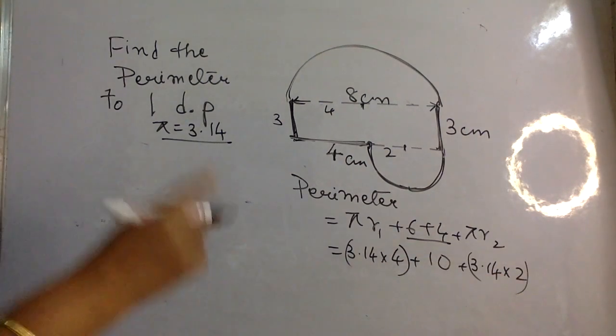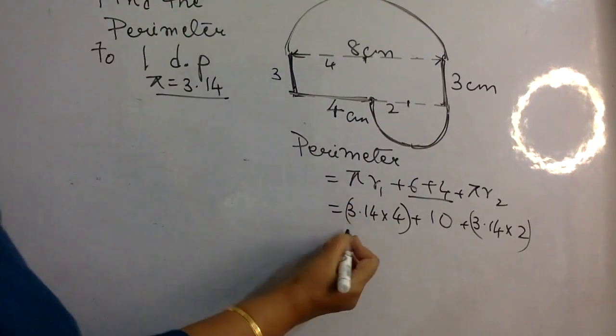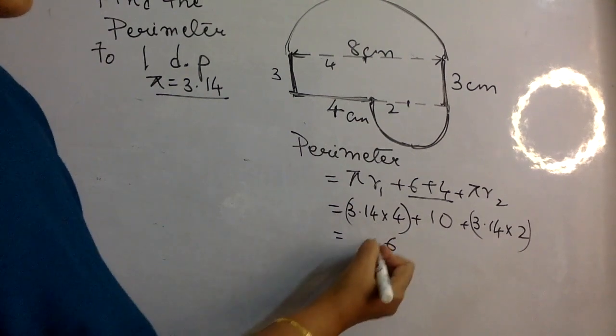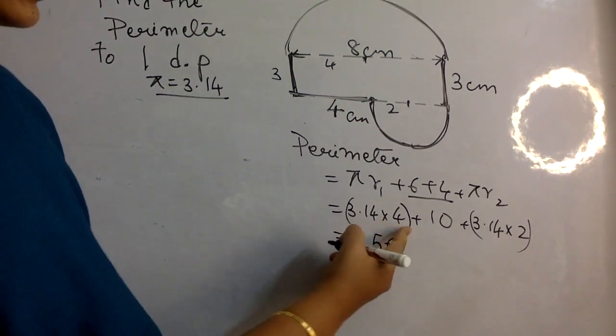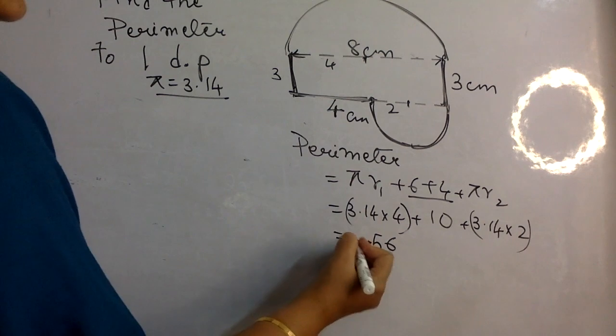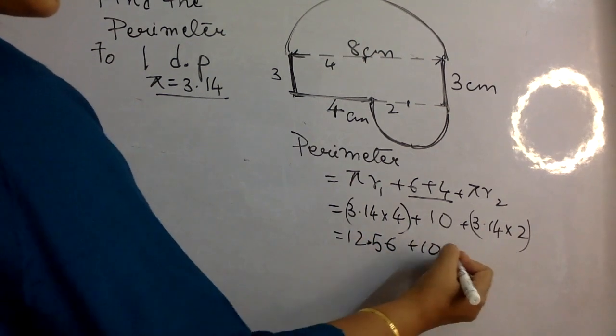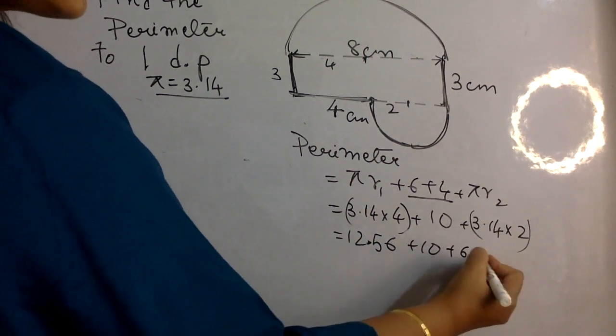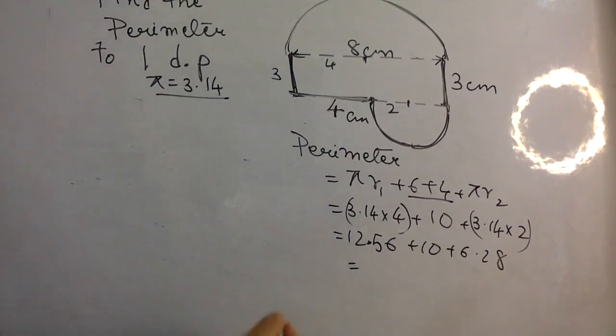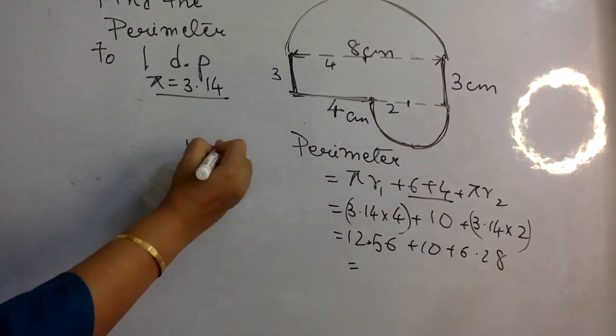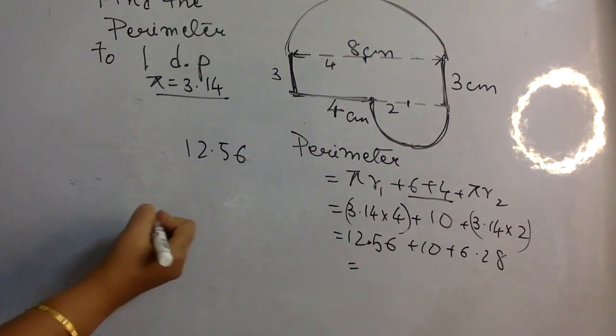Okay, so that gives me how much? 4 into 4 is 16, 14 into 4 is 56, and here is 12 plus 10 plus 6.28. If we do this addition, you have to be very careful about it. These are the points where people go wrong.